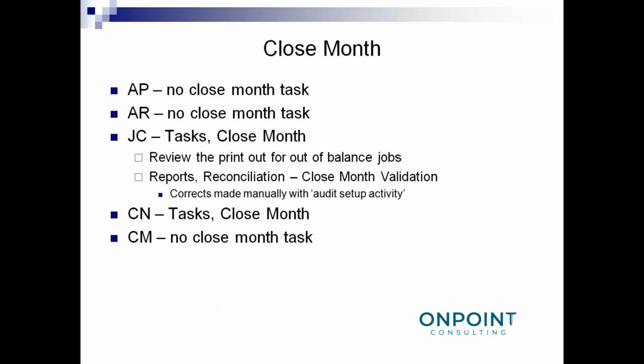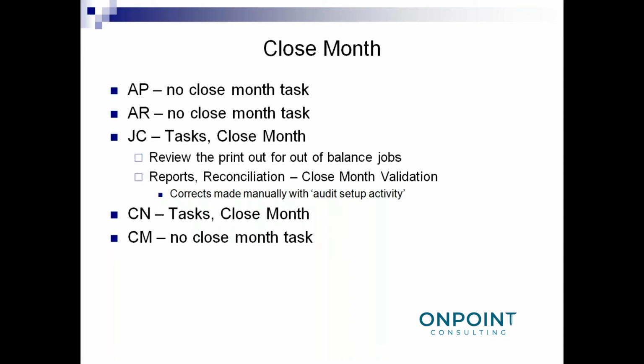Right, the close month steps. AP and AR, we don't have a close month. So what you're doing as far as the month-end process is just to reconcile, to make sure that things are in balance. So AP, AR, and cash management, there's no close month routine. It's just a matter of running reports, comparing, and making sure that they're in balance. Job cost does have a close month.